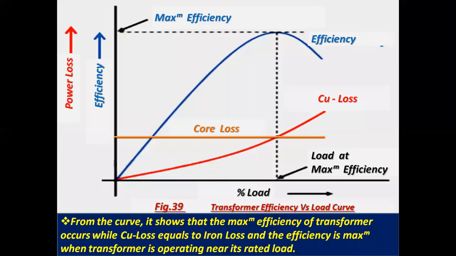Now see the diagram, that is the transformer efficiency versus load curve. You see the core loss and copper loss, and the maximum efficiency point. From the curve, it shows that the maximum efficiency of the transformer occurs when copper loss equals iron loss. And the efficiency is maximum when the transformer is operating near rated load.